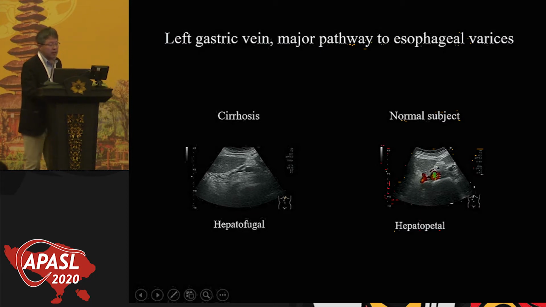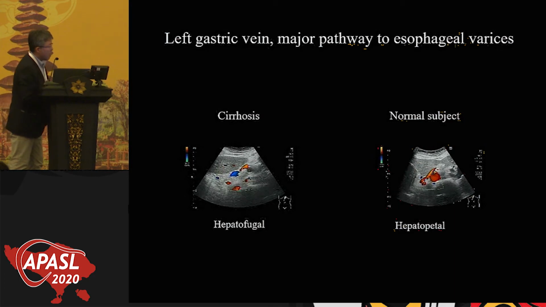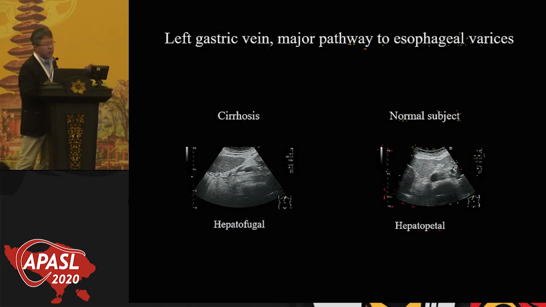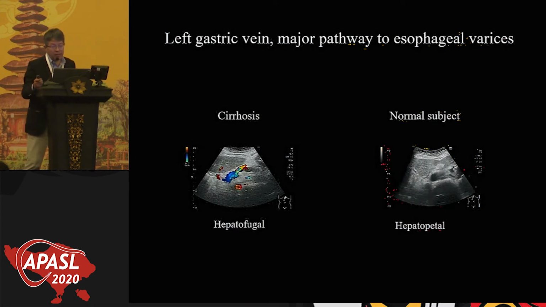For example, this is a US image of the left gastric vein, which is a major pathway to esophageal varices. On the left side, you will find the left gastric vein with hepatofugal flow direction, because this is a patient with portal hypertension. But on the right side, you will also find the left gastric vein, but this is hepatopetal flow direction. What I mean is, the left gastric vein is present even in normal subjects, even in us. So actually this is not a shunt vessel created by reopening of embryonic venous channel.